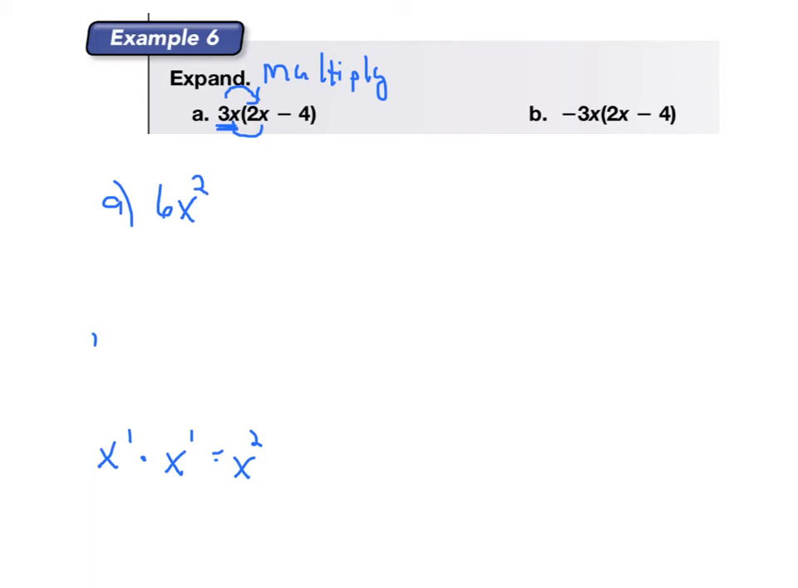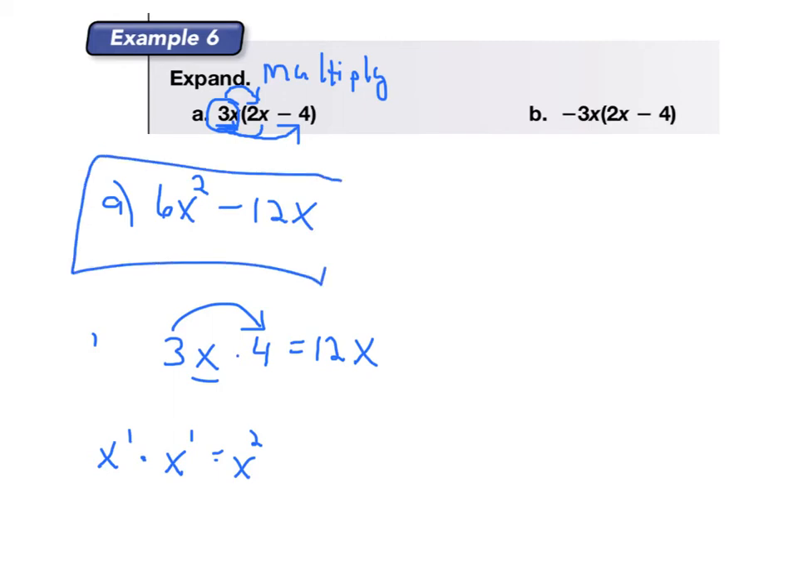Then I'm going to take the 3x and multiply it times the 4. So 3x times 4, you're going to multiply the 3 times the 4 to get 12, and then you don't have anything to multiply the x by, so you just bring it there. So this would be minus 12x, and that's going to be your answer for A.